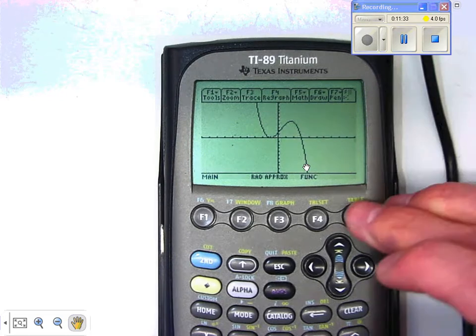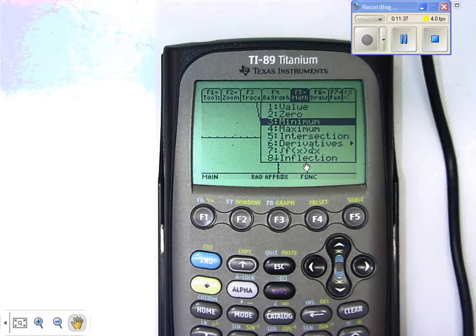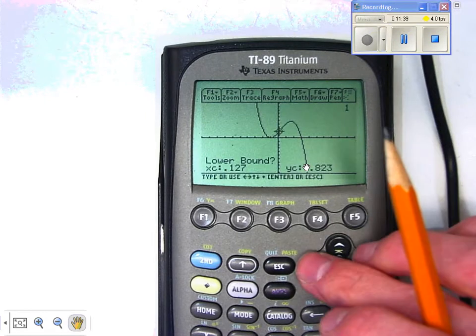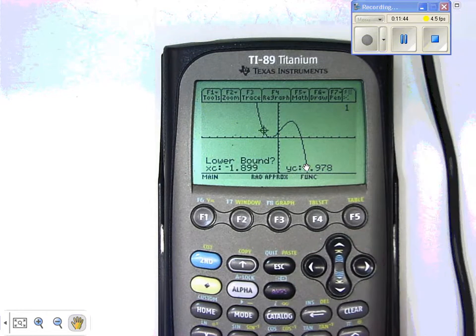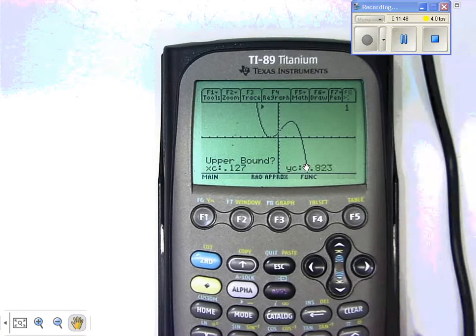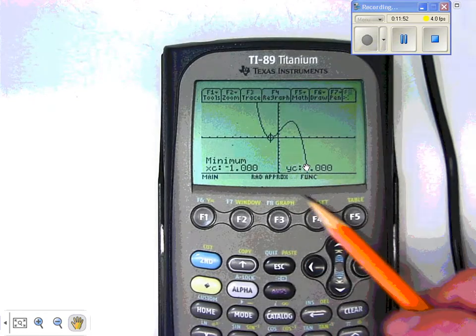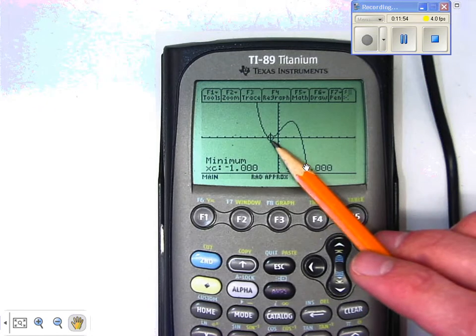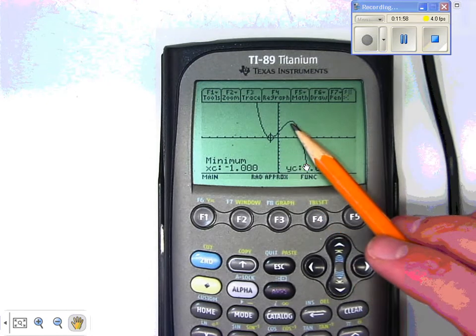Okay, and your calculator can find those for you. If you go math, minimum right there, it's your minimum. You have to give it a lower bound, so I've got to restrict the area. So I go to the left of that little u, I go to the right of it, hit enter as well. And you see how it says minimum? Hey, my minimum is right there at -1, 0. It was right on the money for this x-intercept. You see that?